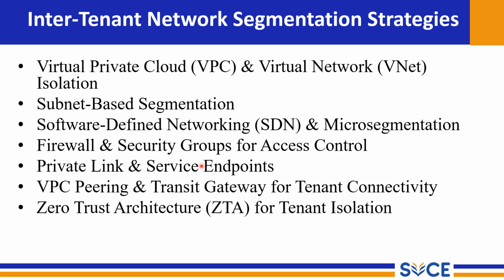What is meant by virtual private cloud and virtual network isolation is that each tenant gets an isolated VPC or VNet. That is like AWS VPC, or virtual private cloud. In Azure, that is VNet. In Google Cloud, that is called VPC. And we have separate subnets, route tables, and security groups for each tenant. It also prevents cross-tenant communication unless explicitly allowed.